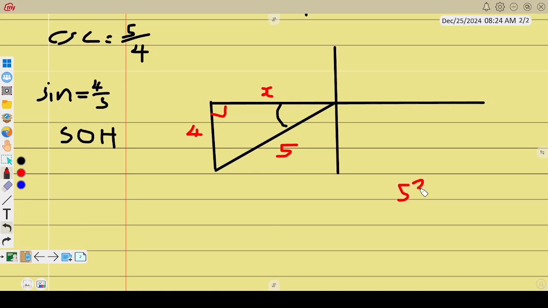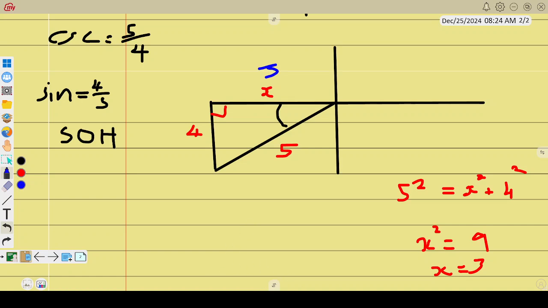okay, I'm tired of the formula. 5 squared is equal to x squared plus 4 squared. So when you solve nicely, what are you going to get? You have 25 minus 16, which is 9. And then the square root of 9 is 3. Okay, so I've just done it fast. So here we have a 3.